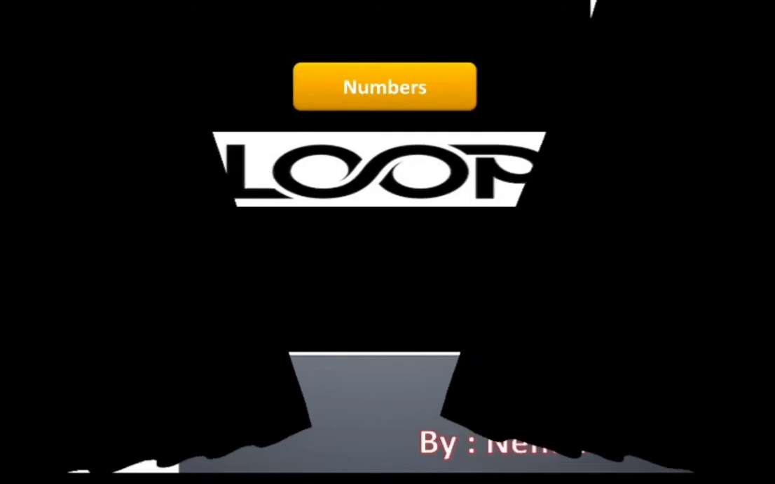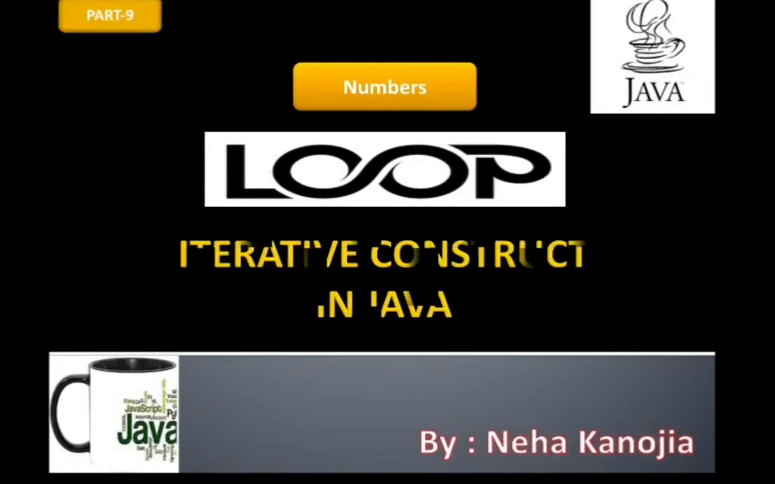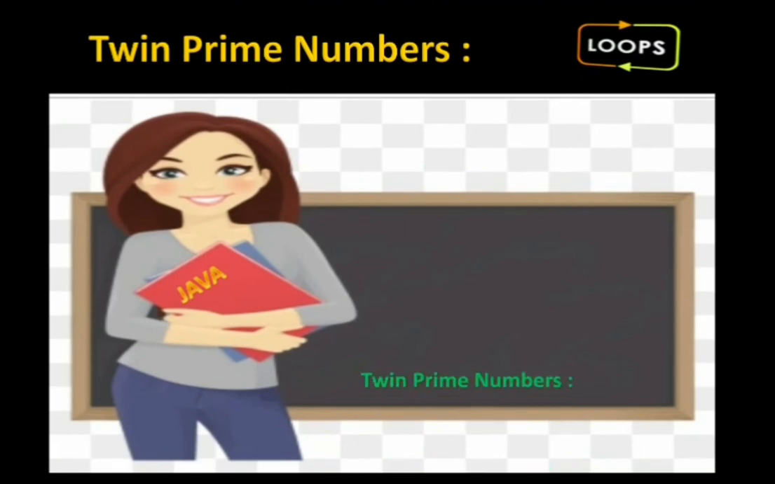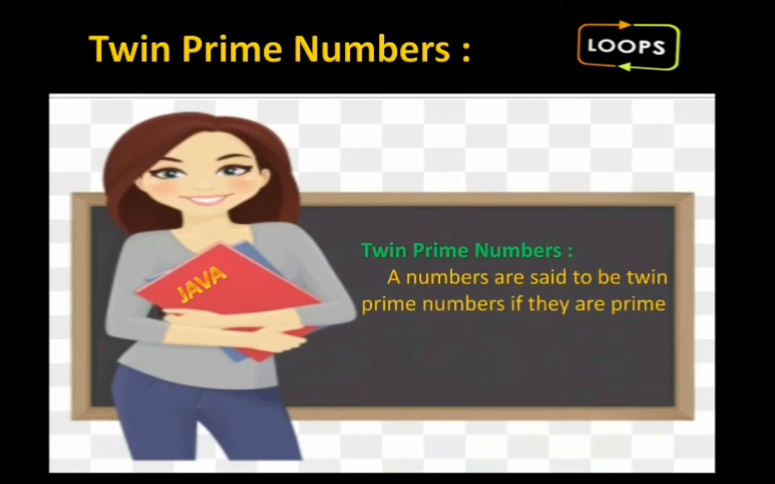Everyone, I am here with my next video of iterative construct in Java. In this, I want to consider a few numbers known as twin prime numbers. Twin prime numbers are two numbers that are prime and have an absolute difference of 2. For example, if I take 11 and 13, both are prime and have a difference of 2. Now see how we are going to do that.